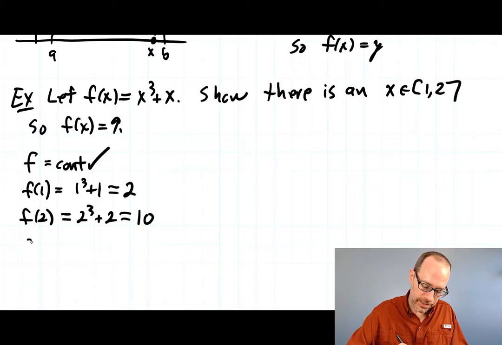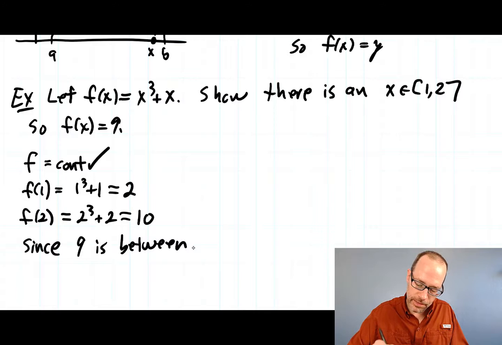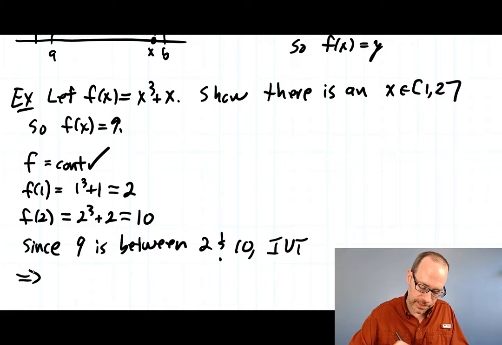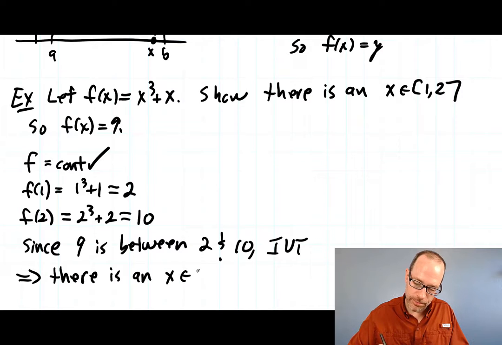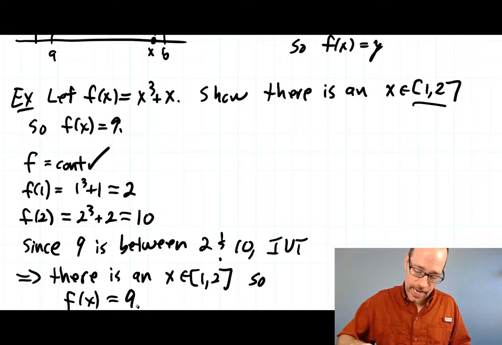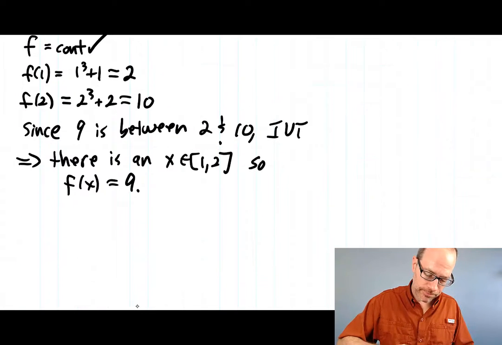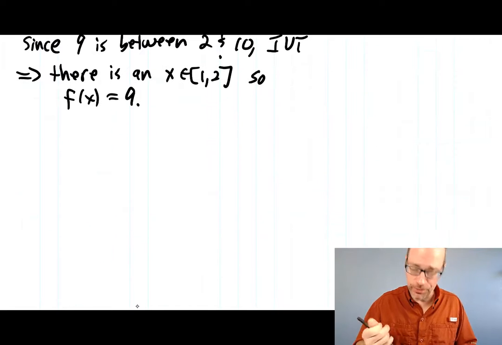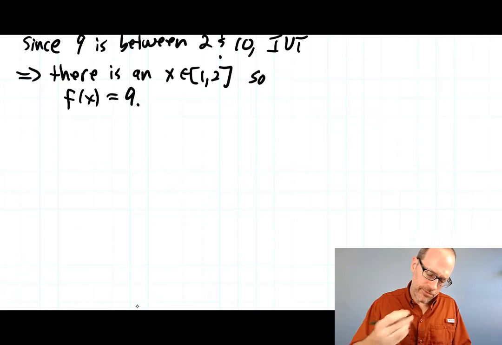And then, since 9 is between 2 and 10, the intermediate value theorem says there is an x somewhere between these starting values, 1 and 2 that we used, so that f of x is 9. So yes, there is an x somewhere, at least one, so that f of x is 9. All right. Now, the most important corollary of this is the following. Corollary is just a word that means kind of an easy theorem that follows from another theorem.